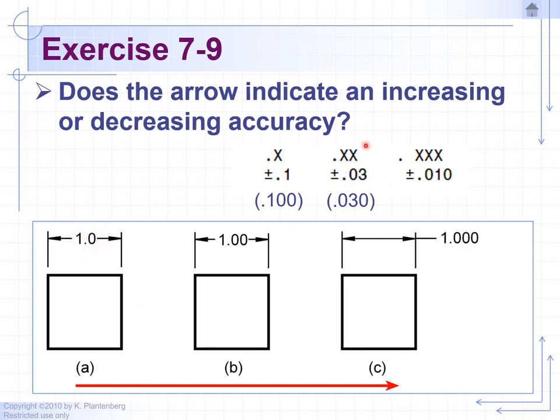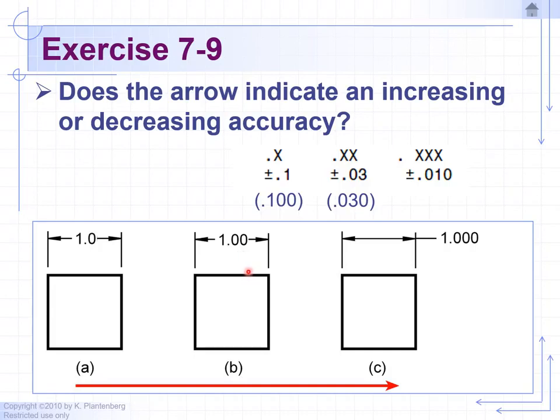If you want to be off by a thickness of a credit card, 0.03 or 0.030, same thing, then you use 2 decimal places and you'll go 1.00, and you're telling the machinist you can be off by plus or minus 0.030. That's about the thickness of a credit card or an ID card.